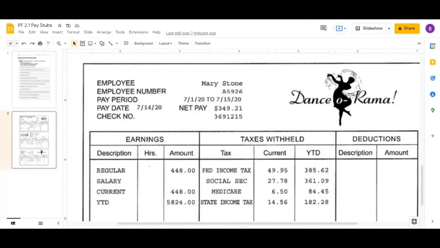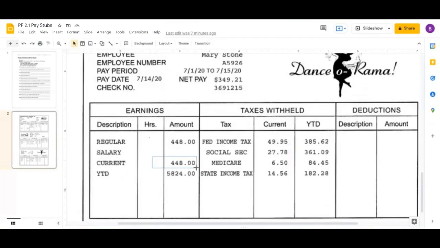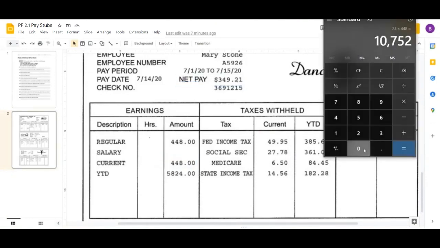Number 11, how much money was deducted from Mary's paycheck? There are 2 ways that we could go about that. We could just add up these deductions, these 4 taxes. Or we could take her salary, her gross earnings of $448, and subtract out her net pay of $349.21. Either way is going to get us the same number. 448 minus 349.21 is 98.79. Where did that 98.79 go? Well, it went to these taxes. So if we wanted to, we could add up these numbers.